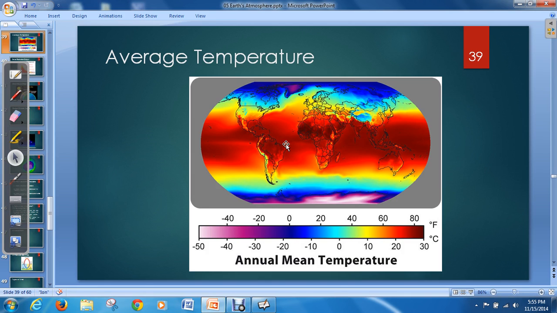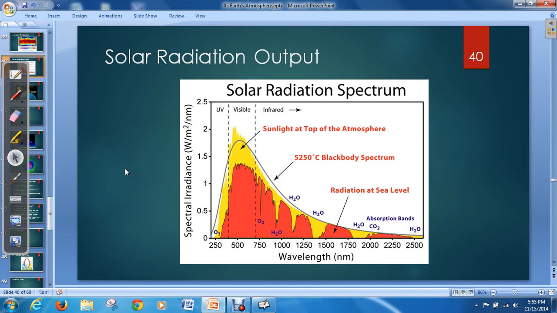Okay, and so the key here is that most of the warmth comes obviously from the sun, right? That's where we get our main heat source, is that sunlight. And so the intensity and the directness of that sunlight is going to determine how warm certain parts of the Earth are. Okay. Then we looked at solar radiation, which is just basically meaning sunlight. Okay, the different types of sunlight.